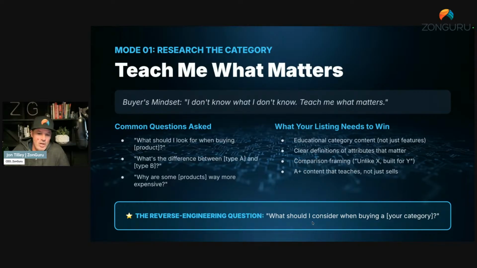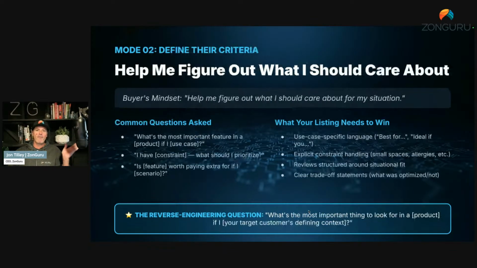So the reverse engineering question: what should I consider when buying a robo vacuum, right? So that's easy. Help me figure out what I should care about. So common questions: what's the most important feature in this type of product if I have a hairy dog, right? So I have a specific constraint, like I have a $300 budget, right? What should I prioritize, right? Is this feature worth paying extra for in this scenario, right? So these are things that I need to educate myself on, so that I am clear on what are the most common things that I need to think about before I ask for recommendations, right?